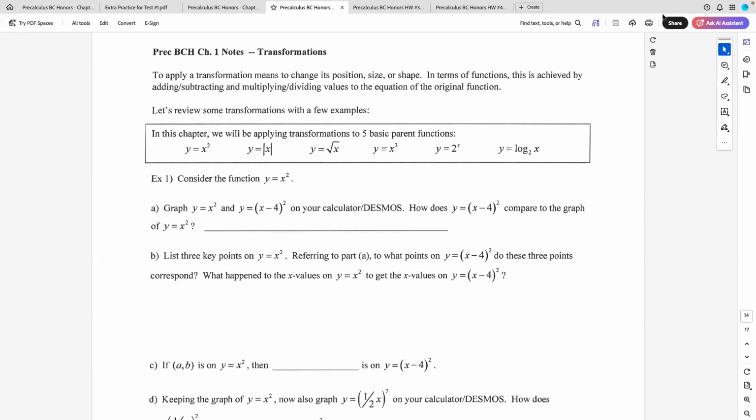Shift 4 right. We know that by now, right? Because (4, 0) is your new vertex. So I don't necessarily have to pull up Desmos to do that for you guys. So you shift 4 right.